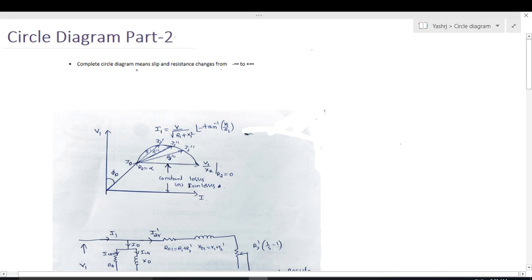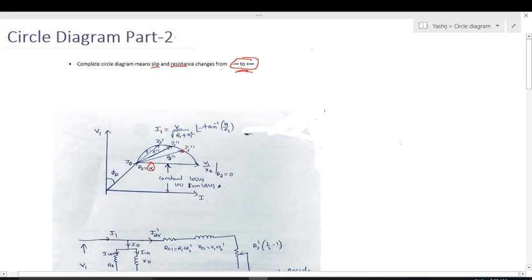The complete circle diagram means slip and resistance change from minus infinity to plus infinity. But in the previous case we discussed slip only from plus infinity, that is, R from plus infinity. Now we need to discuss plus infinity to minus infinity. How that takes place, I'm going to explain now.